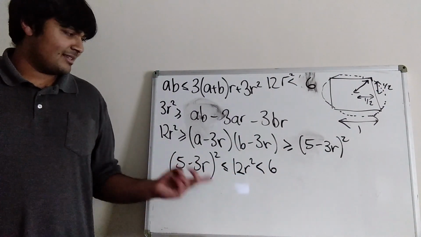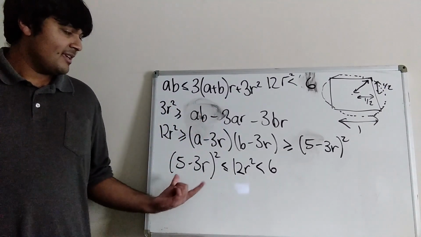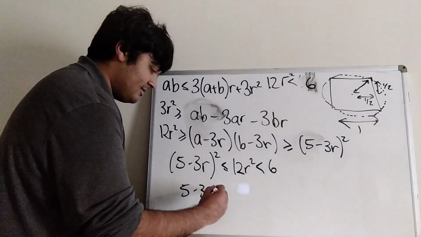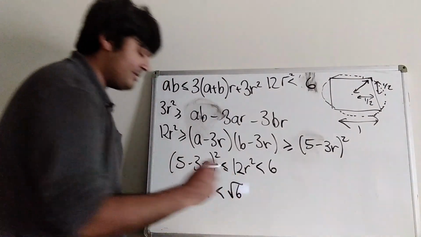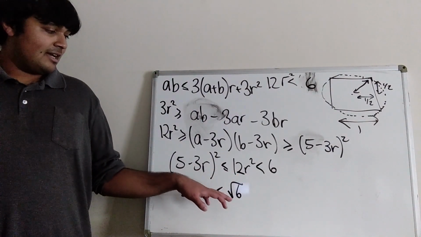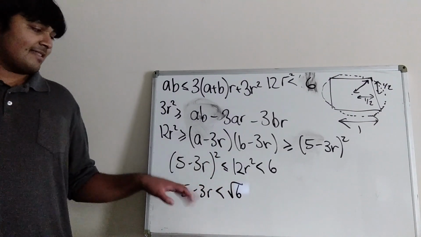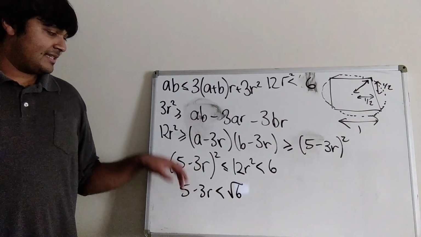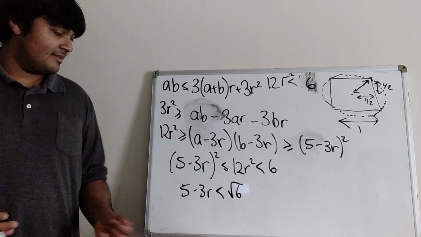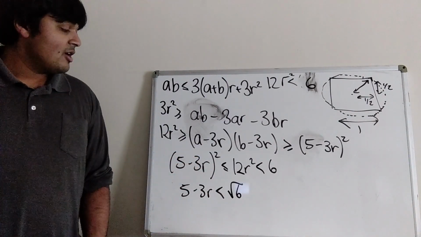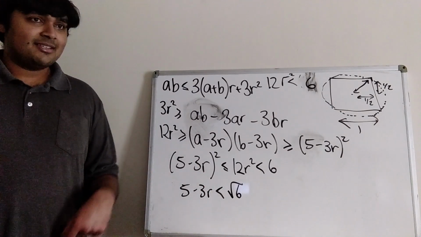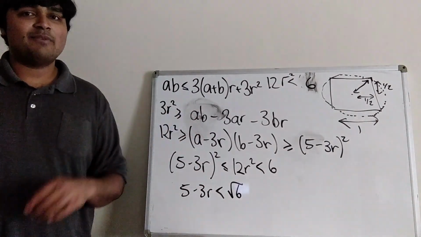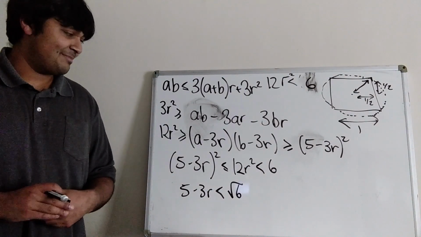But I claim that this doesn't hold, because if we just rearrange this, we can take the square root of both sides. So 5 minus 3r is less than root 6. And notice that I don't have to worry about minuses or anything like that, because r is very small. It's less than 1 over root 2. So this thing here, 5 minus 3r, is positive, so I don't need to worry about putting a minus sign here or anything like that. So I've got 5 minus 3r, and that's going to be at least 5 minus 3 over root 2, and you can just check that that is positive.